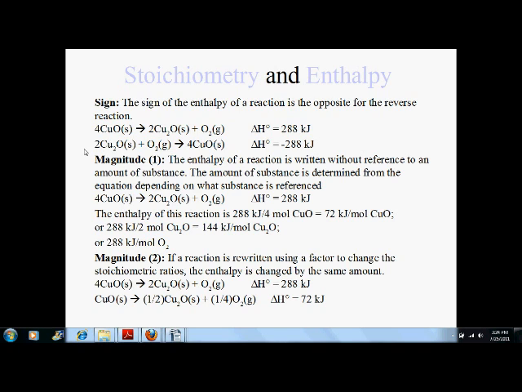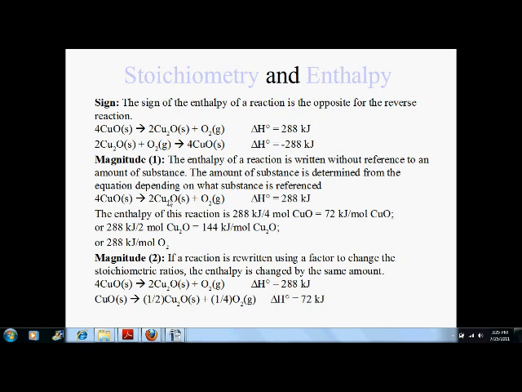The standard way of providing the enthalpy of a reaction is to give the enthalpy in terms of kilojoules, but it's just kilojoules, it's not kilojoules per mole. So how much is that for? Well, it's for the reaction as written. So in this particular reaction, that 288 kilojoules is per 4 moles of copper 2 oxide. If you do the division, that means it's 72 kilojoules per mole of copper 2 oxide.